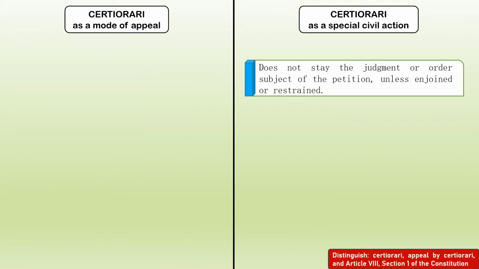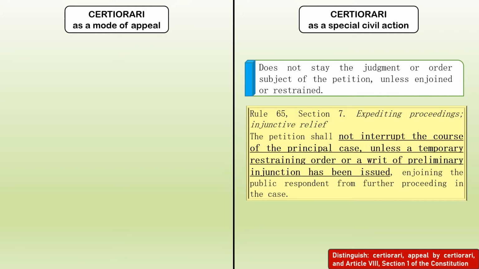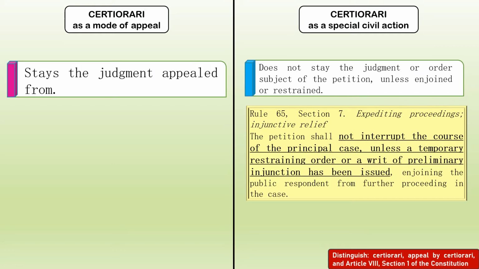So in Rule 65, what is the effect if you are going to file your petition for certiorari? Sagot, it will not stay the judgment or order subject of the petition unless enjoined or restrained. That is very clear according to Section 7 of Rule 65. Again, ulitin natin ha, even if you are going to file your petition, the effect is it will not interrupt the course of the principal case unless a TRO or a writ of preliminary injunction has been issued. How about in Rule 45?